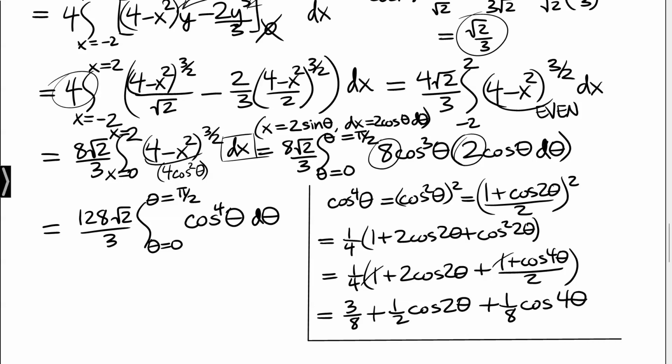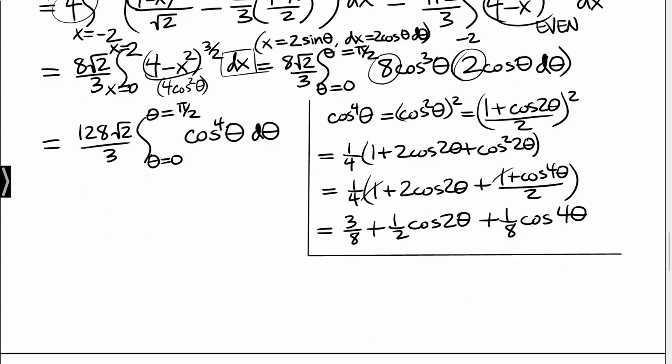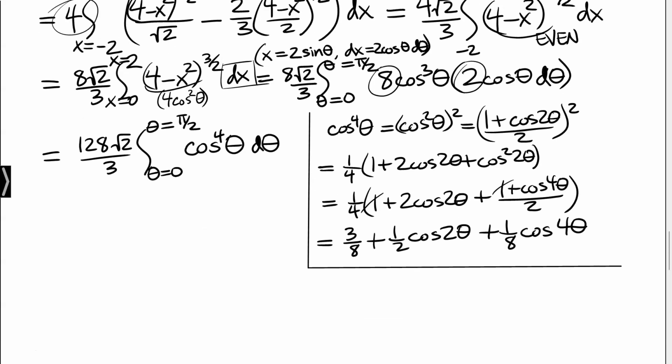All right, so now we can substitute this expression in, and it looks like we don't have much room, which we don't, but a lot of this is going to be okay because we're integrating from 0 to pi over 2. Okay, so 128 root 2 over 3. I'm just going to imagine this is up here. So how does this integrate?